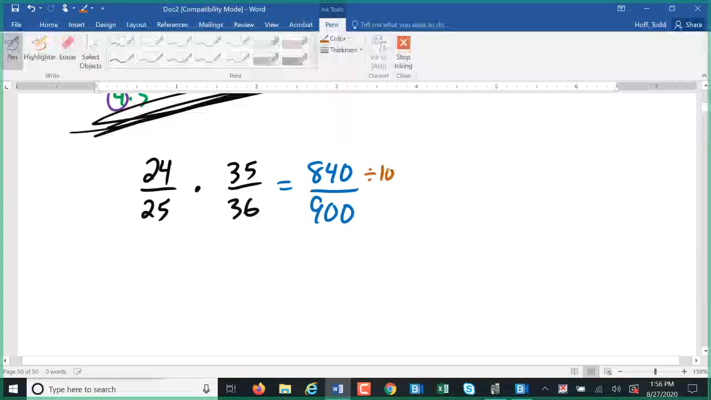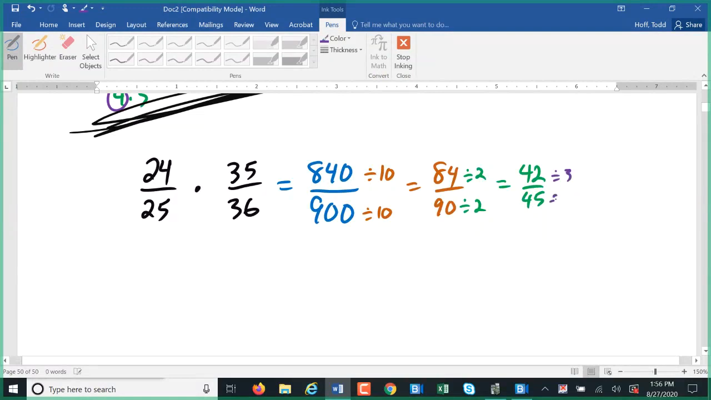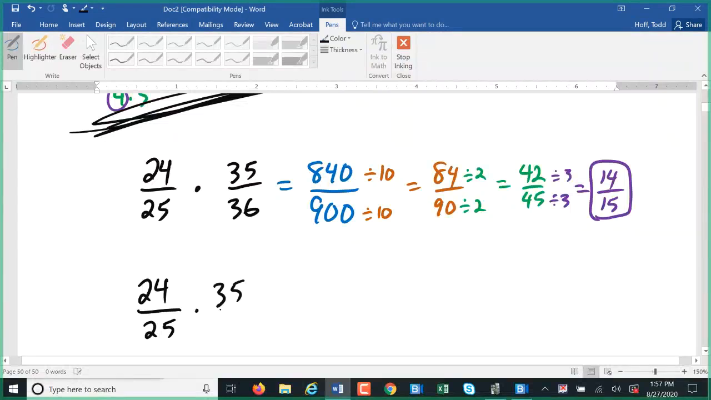They end in zeros, so both divide by 10. 84 over 90. They're both still even, so they both divide by 2. That's 42 over 45. If you add the digits, you find that both of those still divide by 3. 42 divided by 3 is 14, and 45 divided by 3 is 15. 14/15 is what that reduces to. Which, again, is not impossible to do, but you're working with some pretty large numbers when you multiply that out.